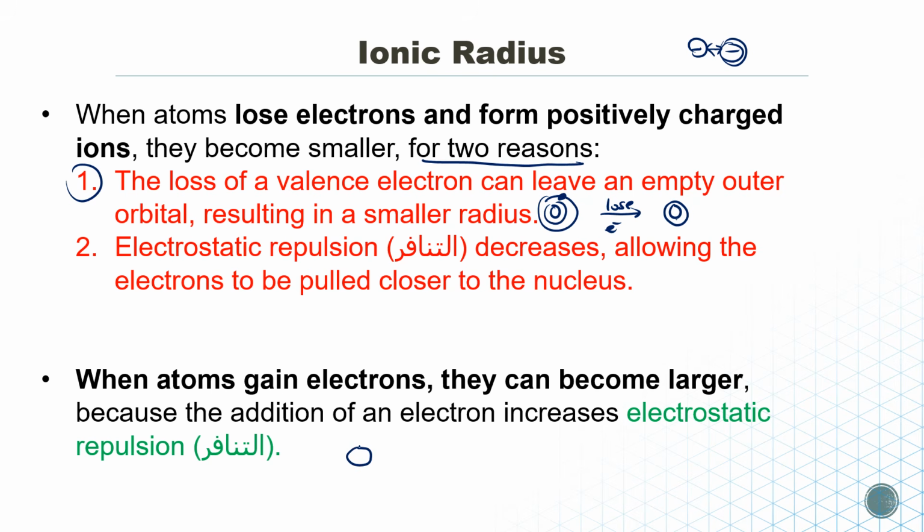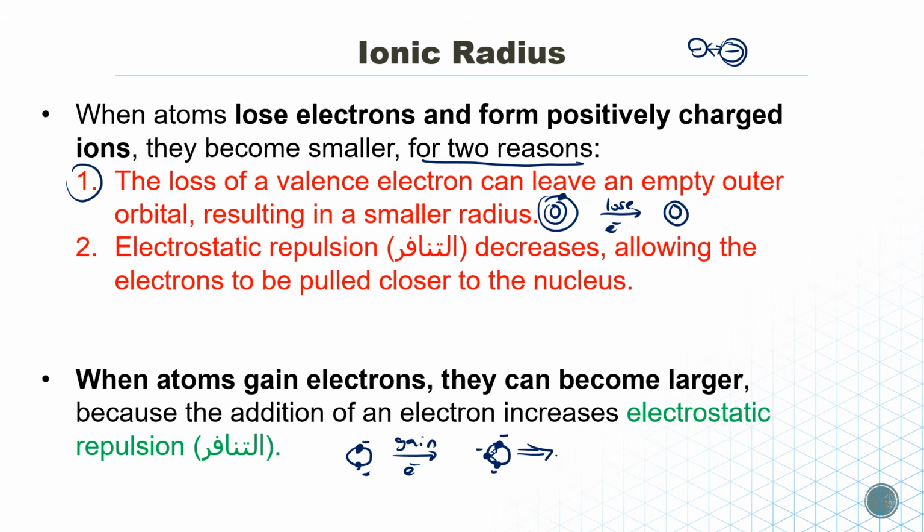Imagine you have an energy level here and you have 2 electrons here. They are far apart, right? Imagine you gain an electron. So you have 1 electron here, 1 electron here, and 1 electron here. Now look, there is repulsion between these electrons, right? So when electrons repel, they move apart.